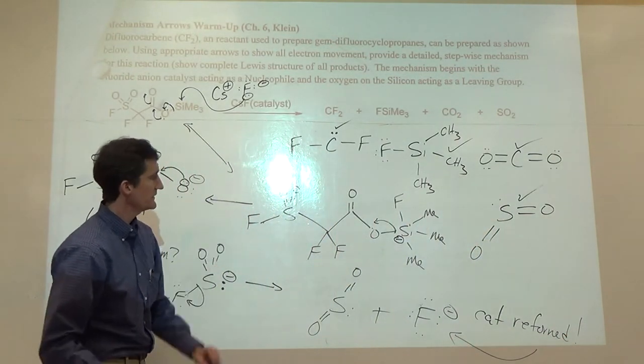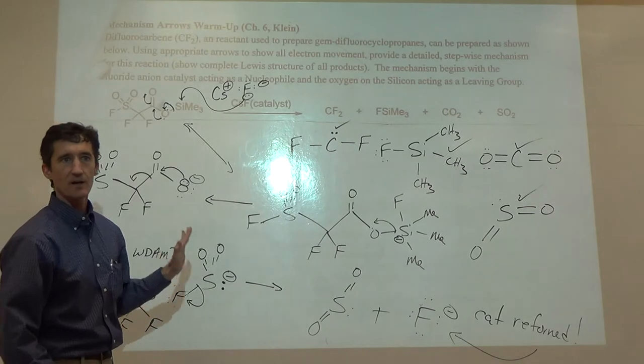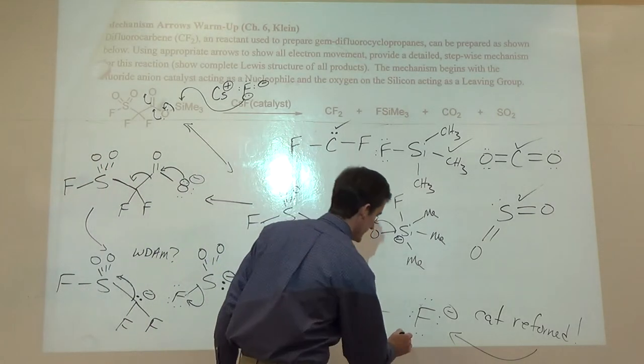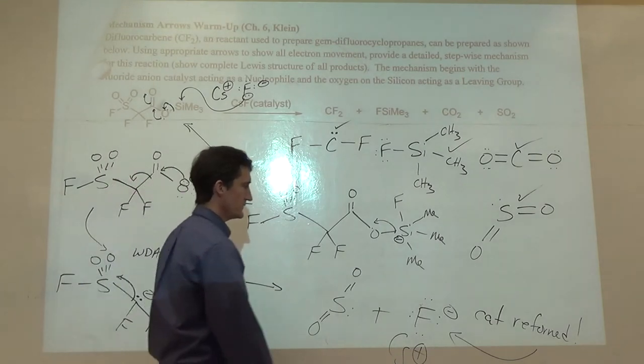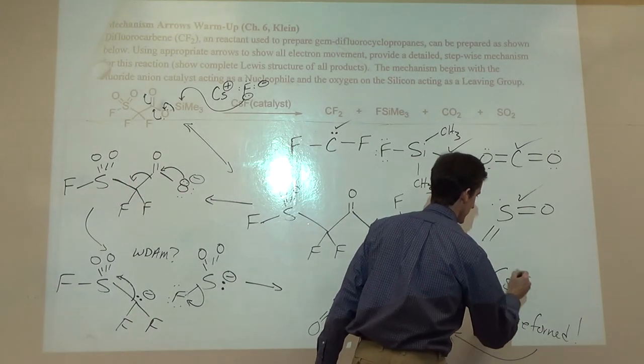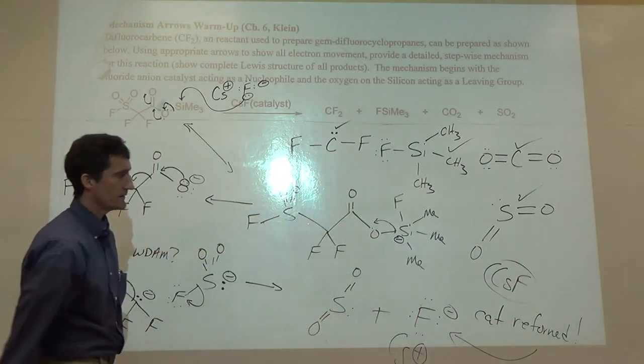which is the definition of a catalyst. The cesium is watching all this. The cesium is the spectator ion. It's still there. I mean, there's cesium fluoride. You can show it like that, or you can show it like this, however you want to show it. It's ionic.